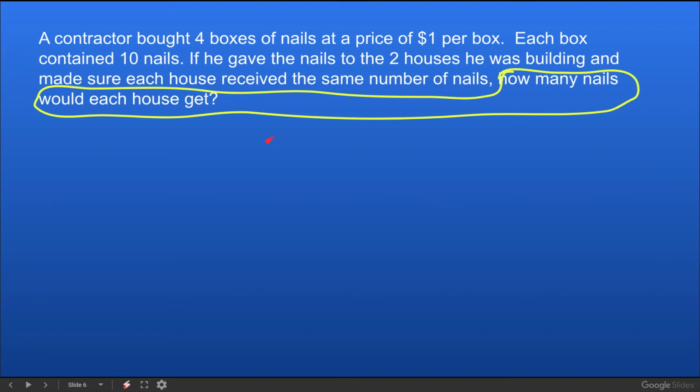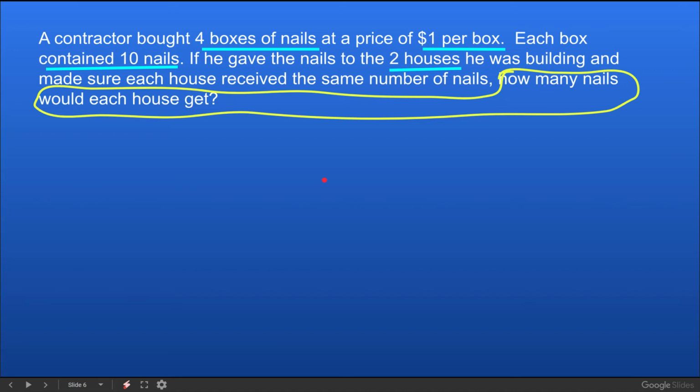It says here that he bought 4 boxes of nails. They cost $1 a piece. Each box contained 10 nails. And if he gave the nails to the 2 houses he was building and made sure each house received the same number of nails. So he gave it to the 2 houses and each of those houses received the same number of nails.